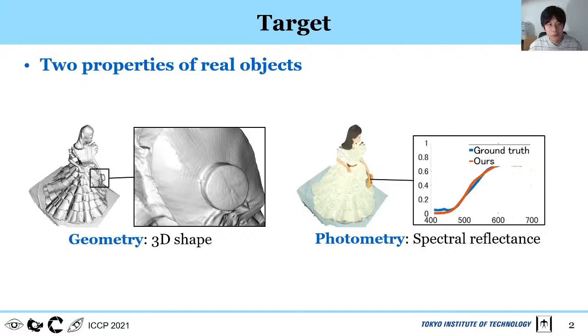This work aims to jointly reconstruct 3D shape and spectral reflectance, which are inherent geometric and photometric characteristics of an object. The spectral reflectance, which is defined in wavelengths, is inherent to the object and can provide much richer information about the object's surface compared with RGB values.